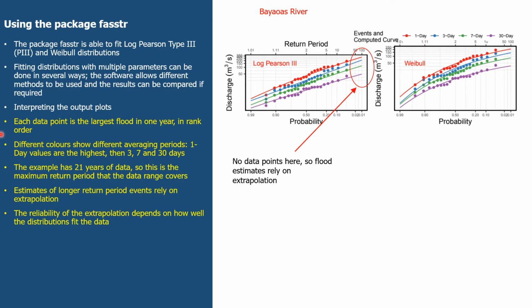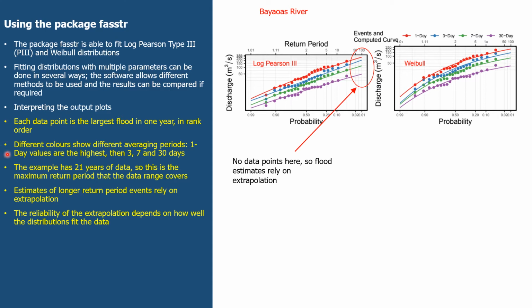and we've made several of these points before in previous lectures, but as a reminder, remember that each data point is the largest flood in one calendar year, and we put these in rank order from the largest flood at the right through to the smallest annual maximum at the left. And it's only one event per year that is recorded.